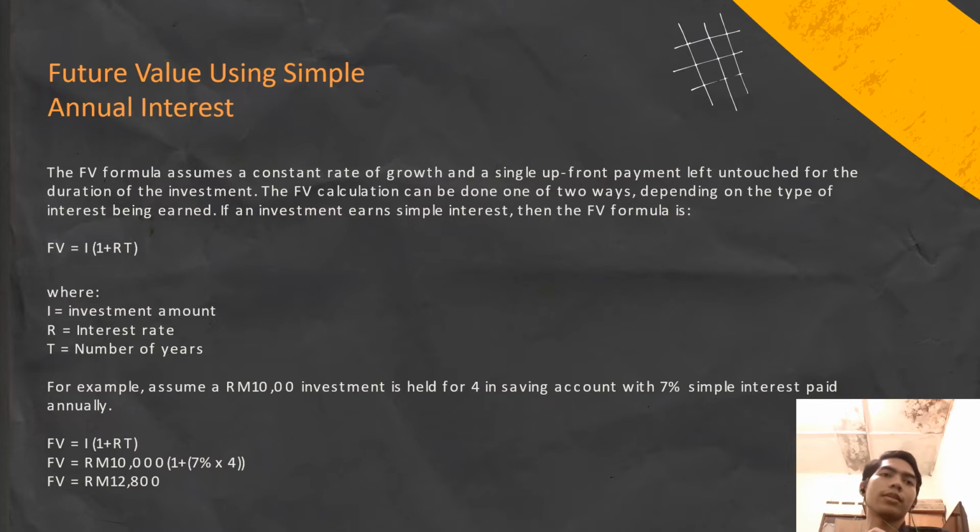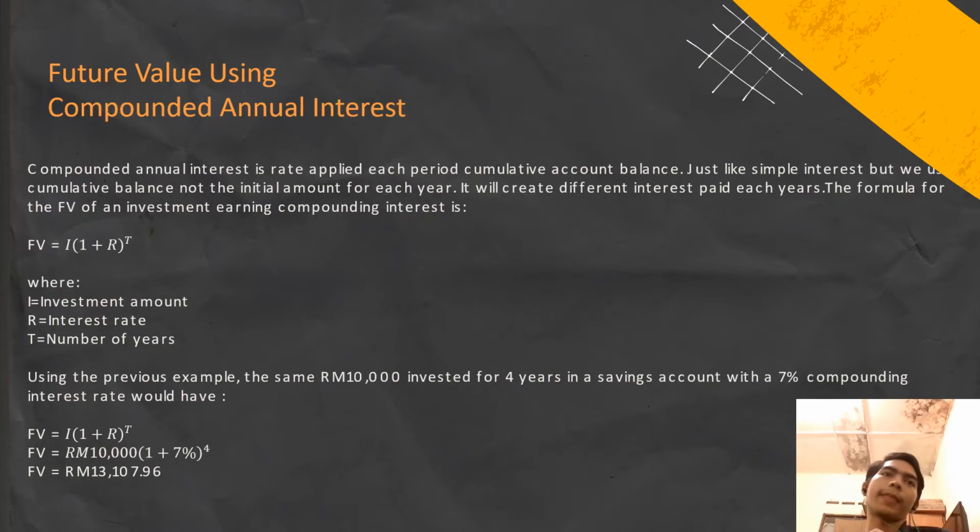So the cumulative amount at the end of the investment, the future value, will be 12,800. And next is the future value using compounded annual interest.